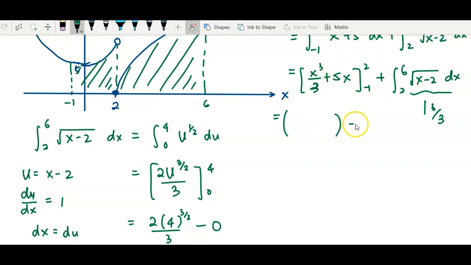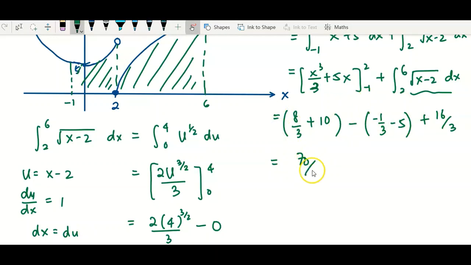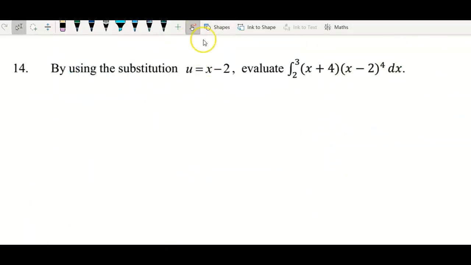I'm going to put the upper limit into here. I have 8 over 3, sorry, 8 over 3 plus 10, and put a negative 1 into the integrated function. I have negative 1 over 3 minus 5. So with the assistance of a calculator, just calculate it. I have 7 over 3. Okay. Proceed to the next question.